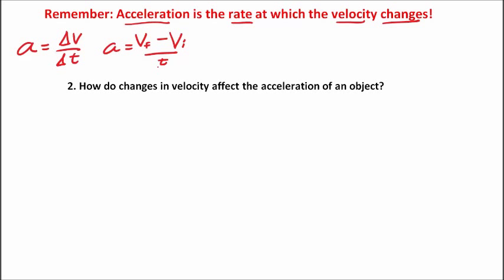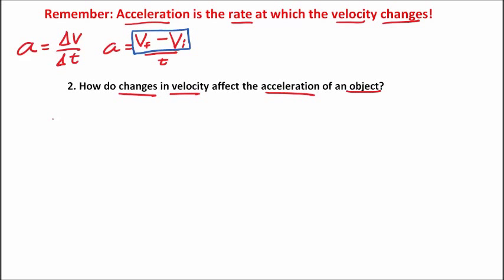If you look at this equation, you can easily see that the most important part of an acceleration is the change in velocity. So right now we're going to talk about how changes in velocity affect the acceleration of any object. When that velocity changes, how does that cause acceleration to take place?